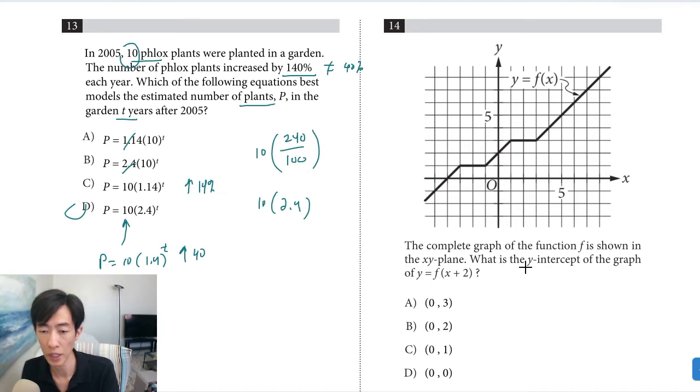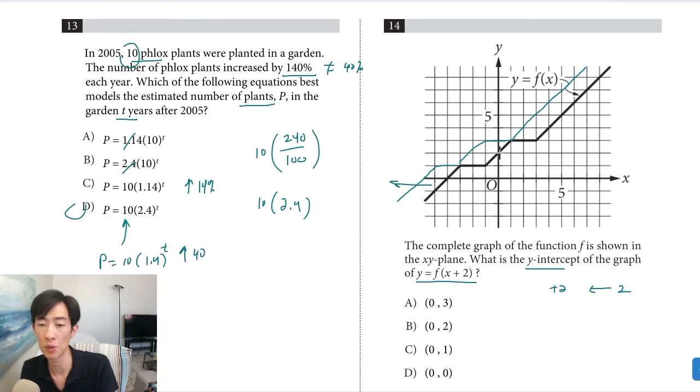What is the y-intercept of the graph y equals f of x plus 2? So if you remember your translations, if you add 2 to the x, you're basically going left 2 on the graph. So what does this graph look like if we moved it, let's say we dragged it 2 units to the left? This section right here, I'm just going to redraw it. It's going to be going from here to here. That's going there, and that's going to be going straight up. And this one's going to be also looking like that.